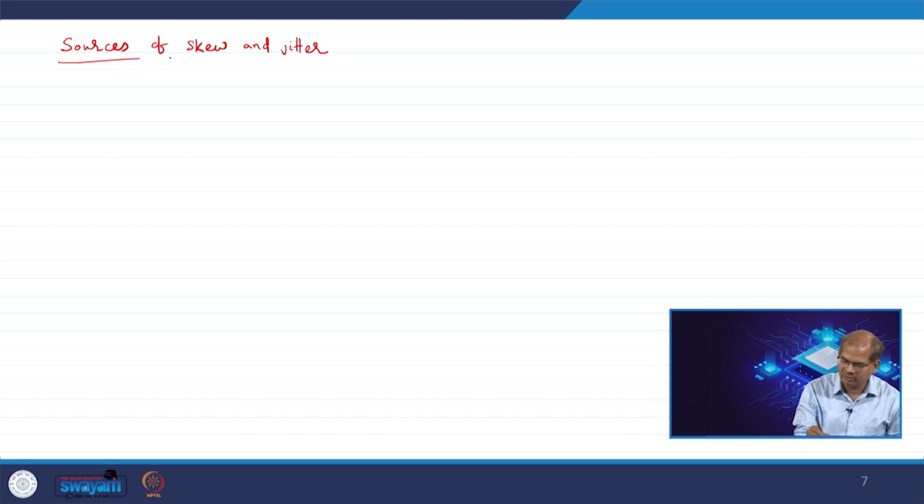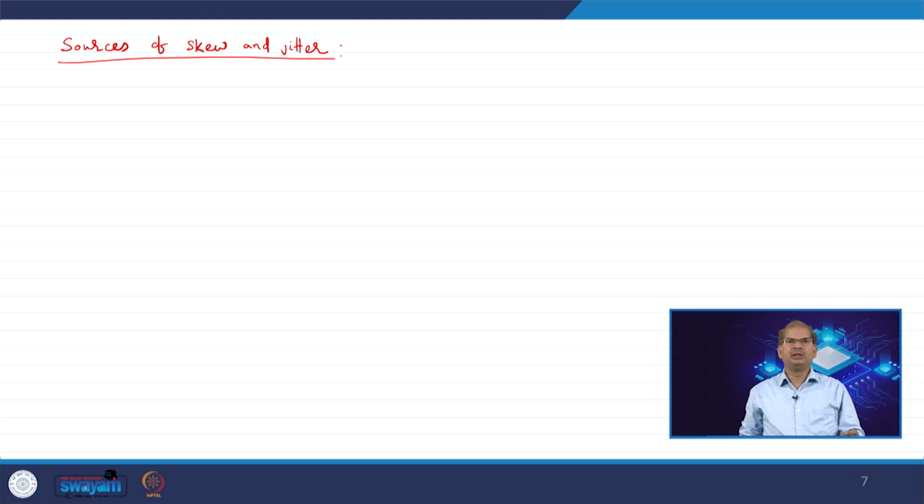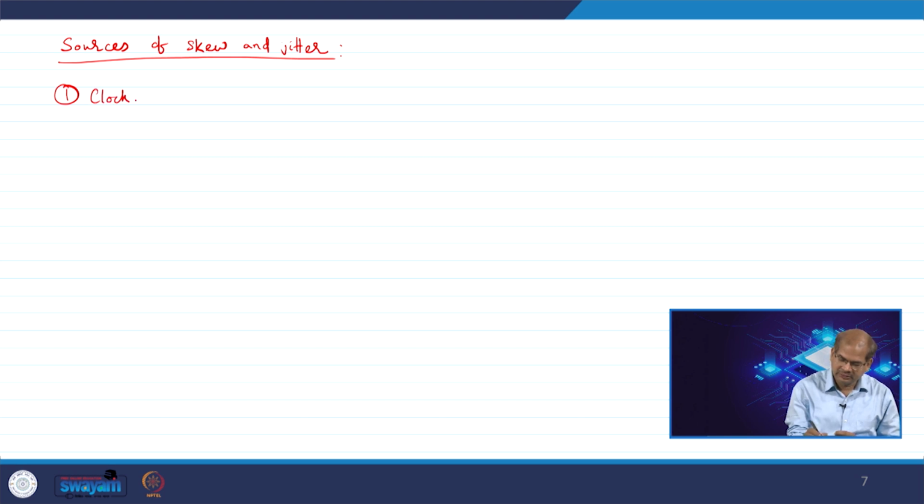So, these are not desired. Basically, if we look into this clock skew and clock jitter, it will definitely depend upon one parameter, the clock generation circuit, because the clock generation circuit is responsible for this. So, you have a clock generation circuit.